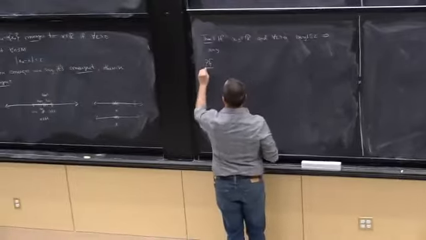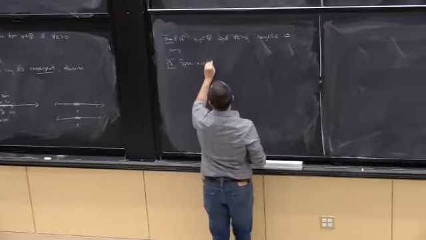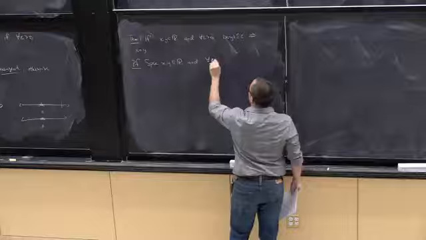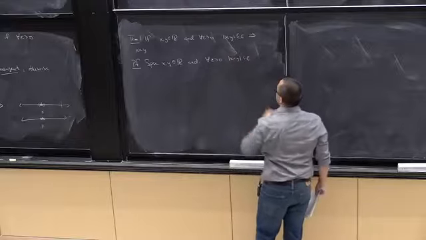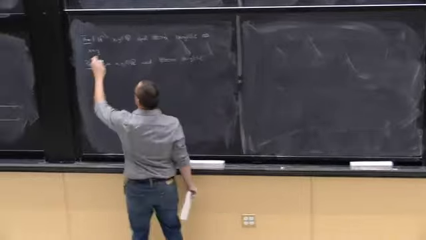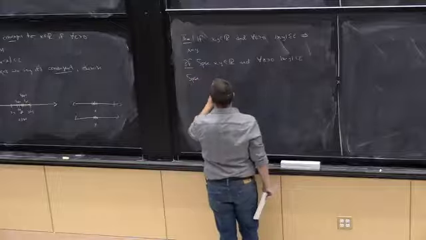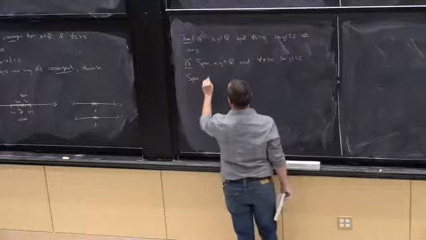So what's the proof? Suppose x, y are in R, and for all epsilon positive, |x minus y| is less than epsilon. Now I want to prove x equals y. So let's assume that this does not hold and arrive at a contradiction. This is a short proof by contradiction. Suppose x does not equal y.